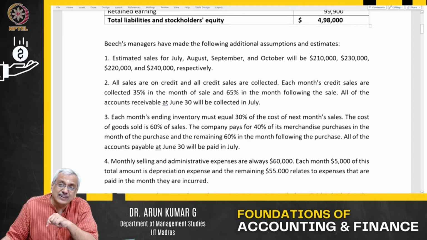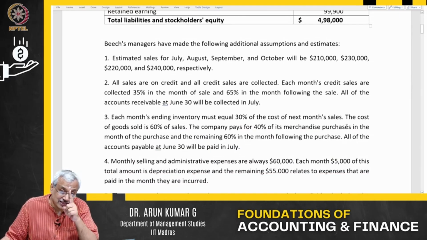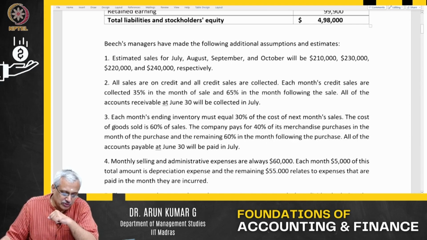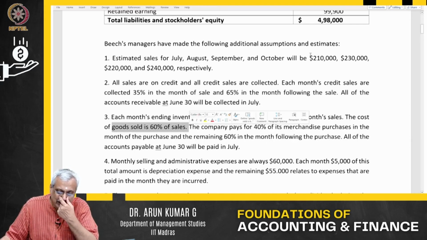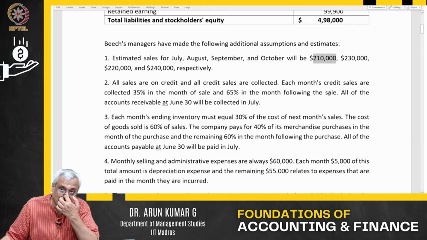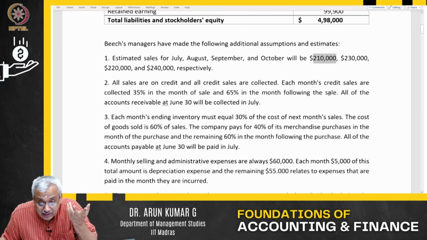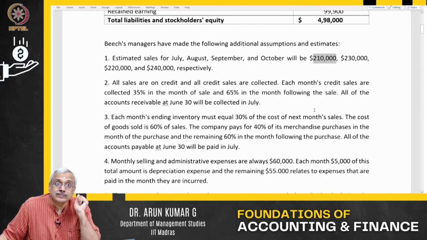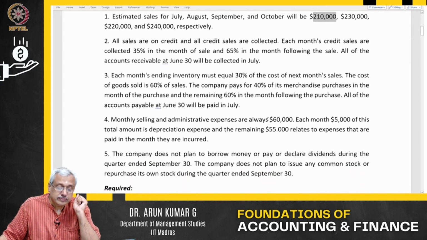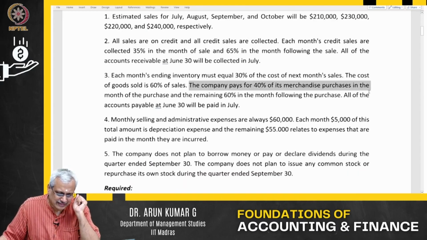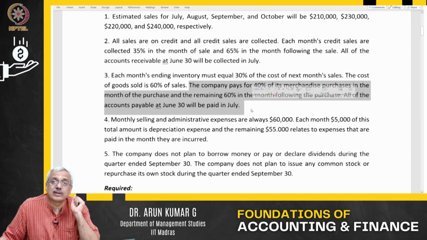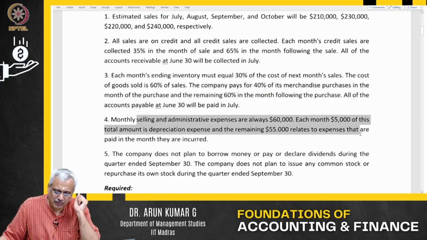Each month's ending inventory is 30% of the cost of the next month's sale. The cost of goods sold is 60% of the sale. For example, 60% of this 2,10,000 sale value is the cost of goods sold, COGS. The company pays 40% of the purchase in the month and 60% in the following month. Monthly selling and administrative expenditures are given.